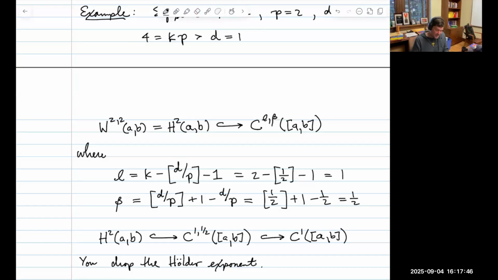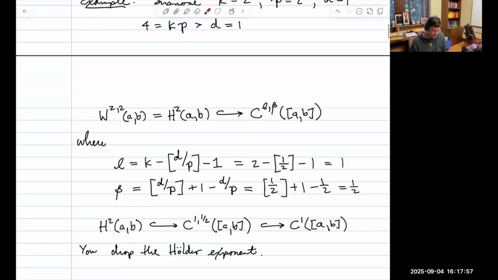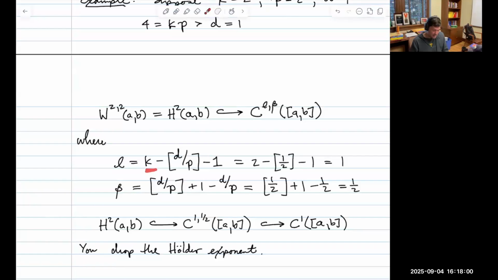Now, what is our theorem telling us that these values for L and β are? Well, L by the formula is going to be k, remember, k times p is strictly greater than d. So we're going to have k minus the largest integer which is less than or equal to d over p, and I'll get to that exact calculation in a moment. And then, of course, you subtract 1. That's what the formula tells us. That's what the theorem tells us.